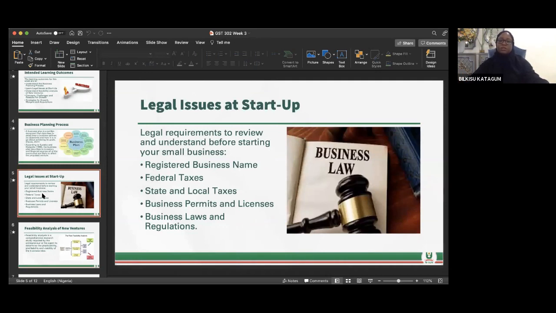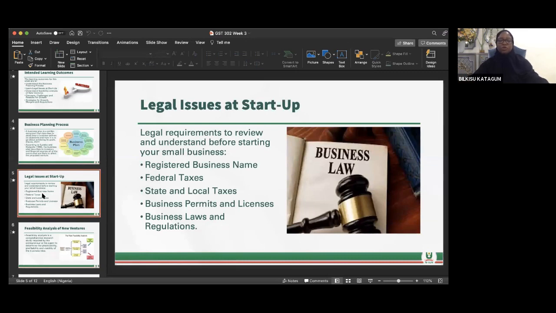There are certain legal requirements that you need before you start your business. You need to register your business name. You need to know what the current federal taxes are for businesses, what the state and local taxes are as well for you. And then what if you need permits, business permits and licenses, you need to find out what they are and then actually get those permits. And also what laws and regulations affect your business. Knowing those things will actually help you in the long run.